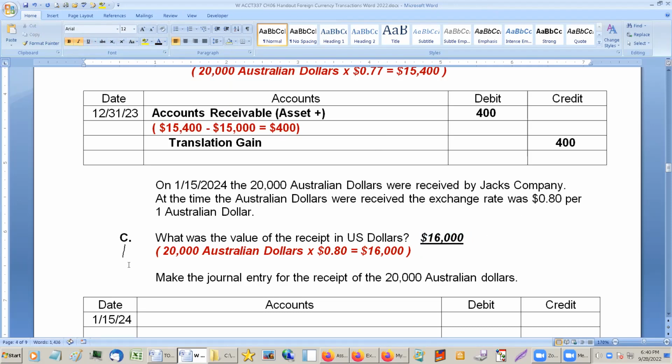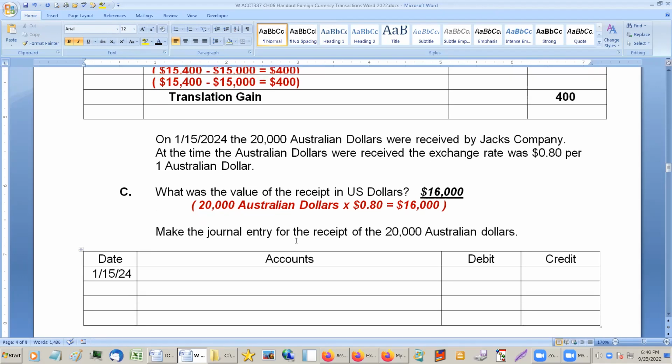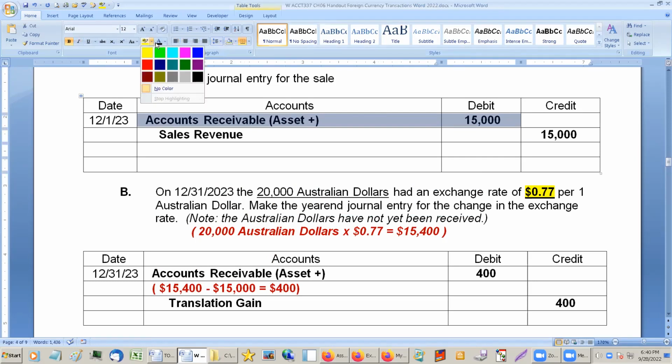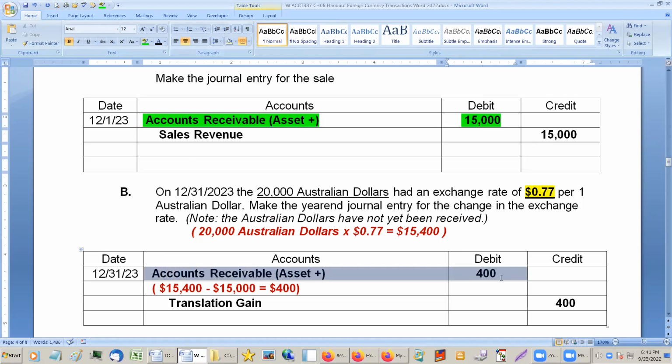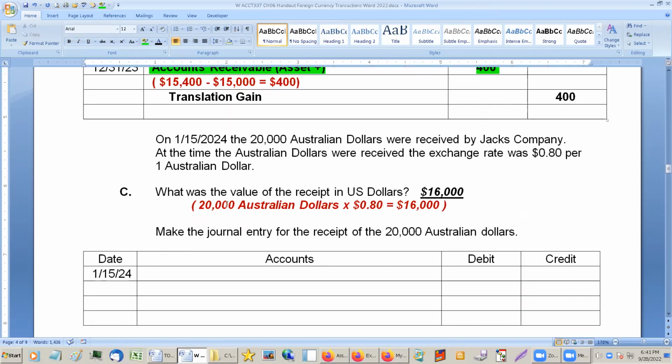Okay, so what are the journal entries going to look like? And be careful, because we have that accounts receivable, we have this accounts receivable, those are the same accounts receivable. We got to take off the books. So what's the journal entry going to look like?